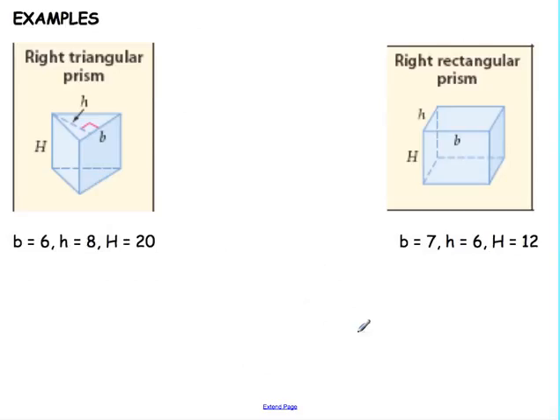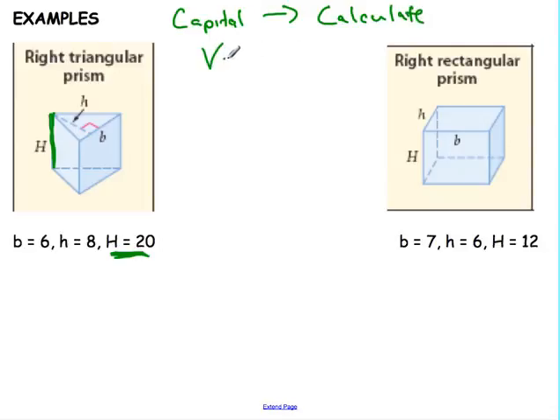Okay. Some books will actually do this. They'll actually make a notation here that the capital H is then the height. It's the distance between your bases. I'm not really big on the capital H because generally speaking, capital letters tell us that we have to calculate something first. So I'm not really big on this idea.